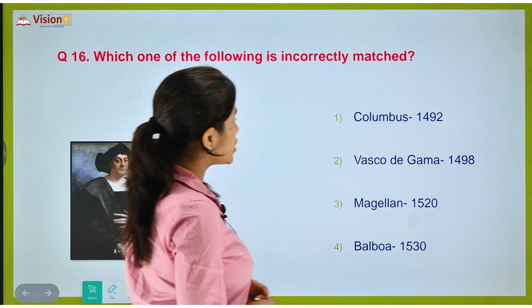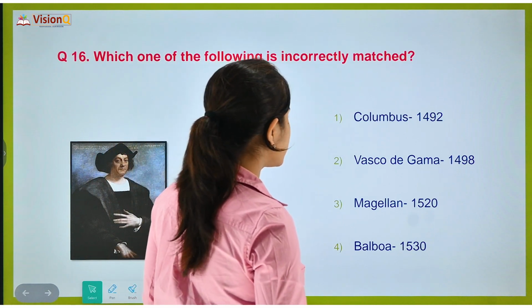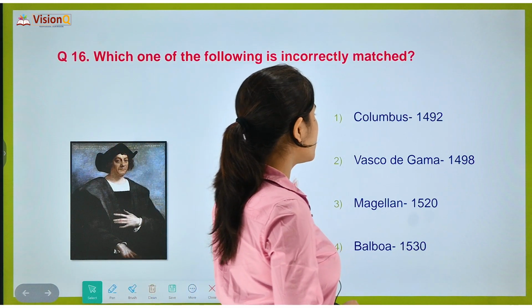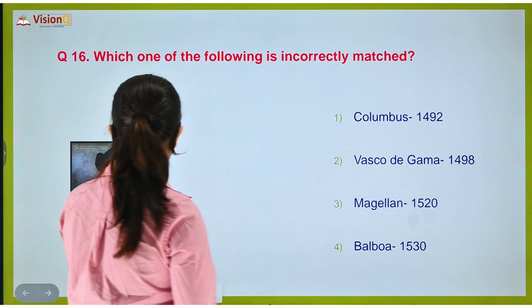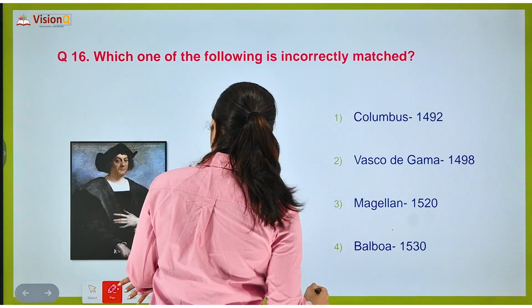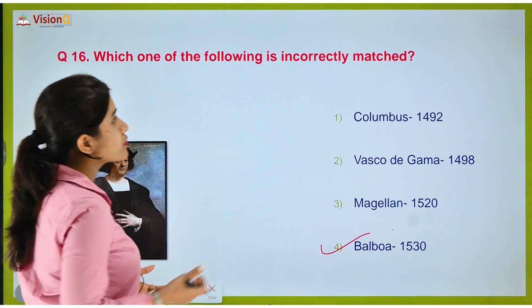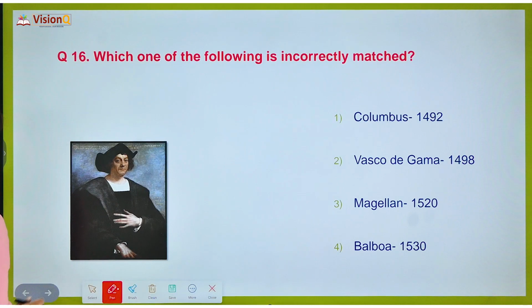Moving to the next question, which one of the following is incorrectly matched? So Columbus 1492, yes it's correct, he discovered in 1492. Vasco da Gama also kept a route in 1498, correct. Magellan 1522, correct. The correct answer is Balboa in 1530. So this is not correctly matched.